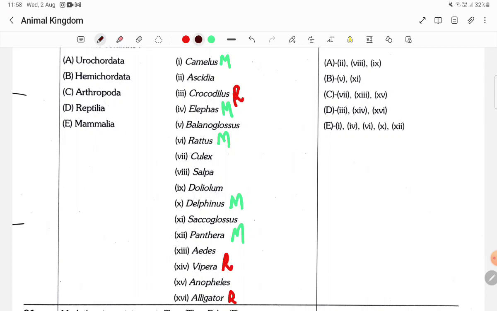Now coming on arthropoda, Aedes, rattus, culex, mosquito comes in arthropoda. So arthropoda: scavenger, doliolum, Aedes, now this is also a mosquito, vipera, and anopheles, this is also a mosquito.